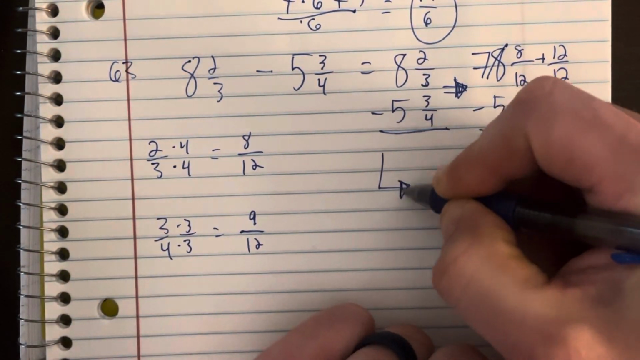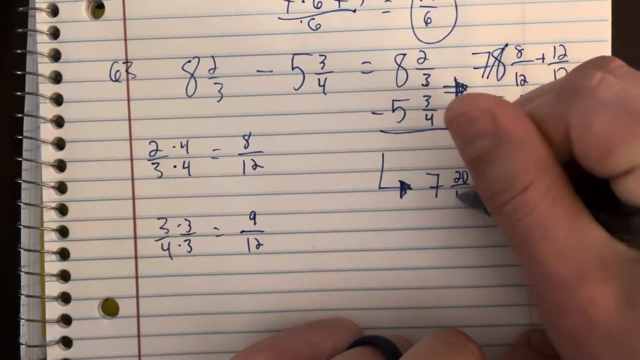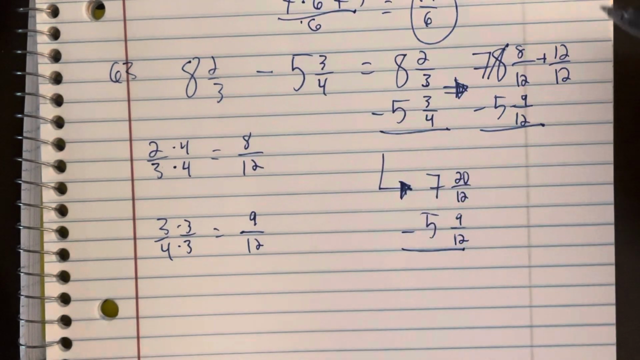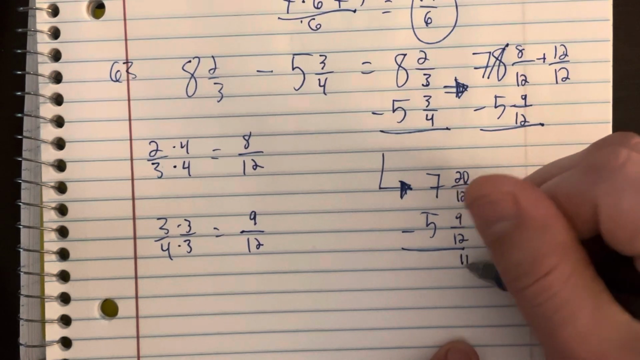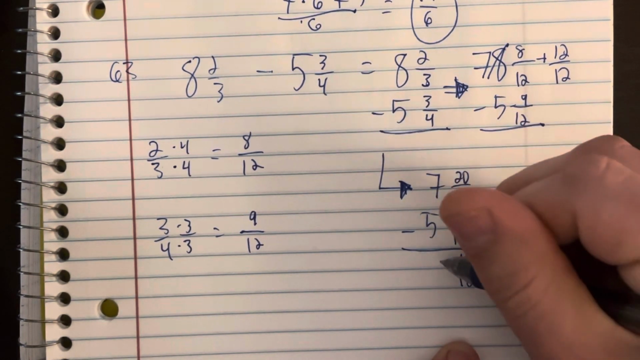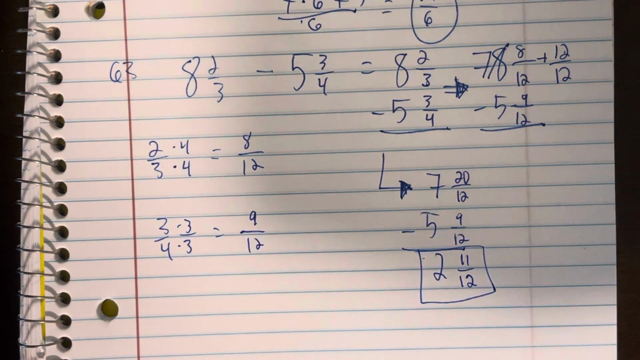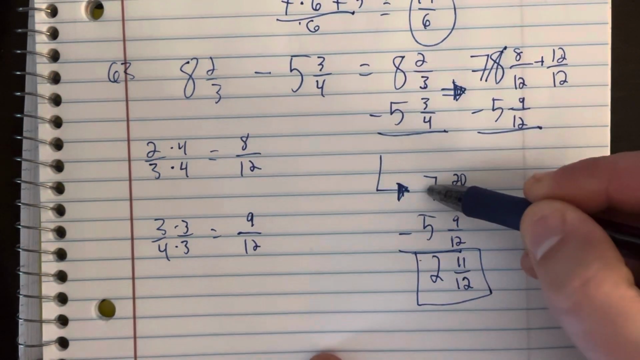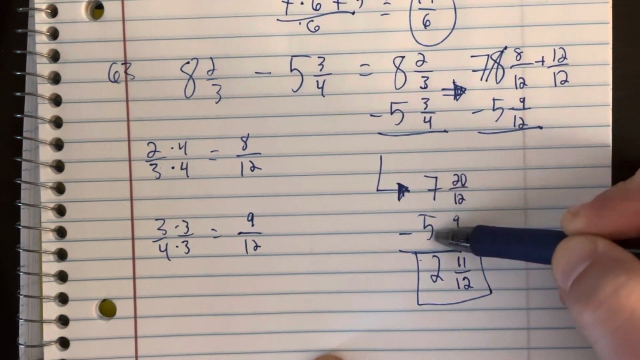So I'm going to rewrite my problem. This is why you should show some work, folks. 7 and 20 over 12 minus 5 and 9 over 12. So again, think about where the 20 came from. 20 minus 9. I can go ahead and do that. I'm going to get 11 twelfths. Here, 7 minus 5 is 2. And that's my answer. So that's all there is to regrouping. We are basically separating some pieces to help us. We're borrowing from a whole, grouping the fraction with the whole so that we can subtract the fractional parts, and then the whole numbers take care of themselves.